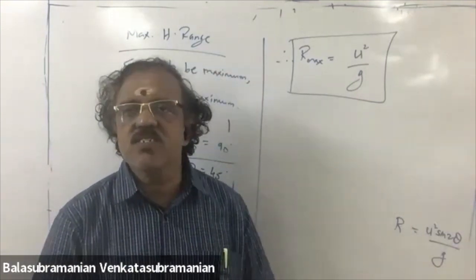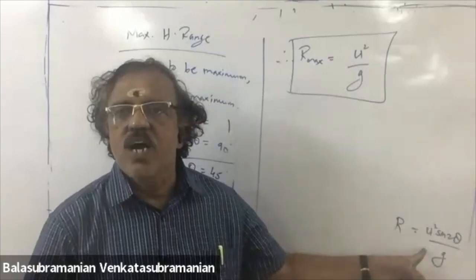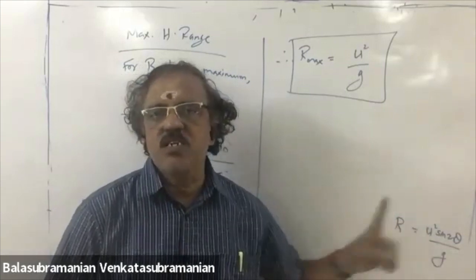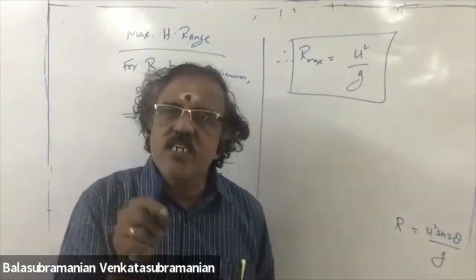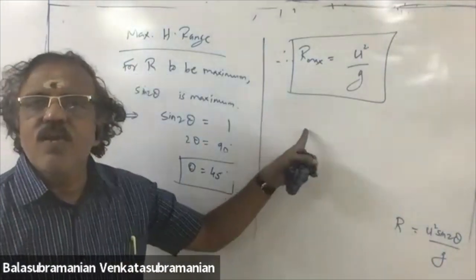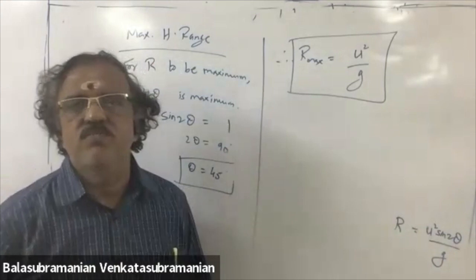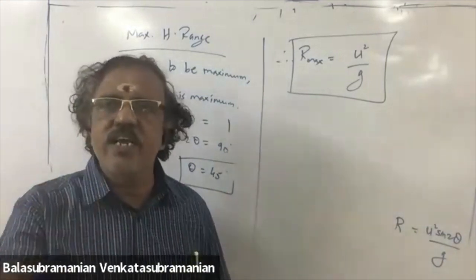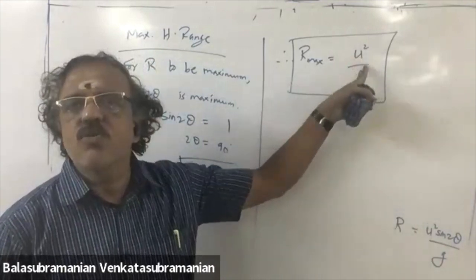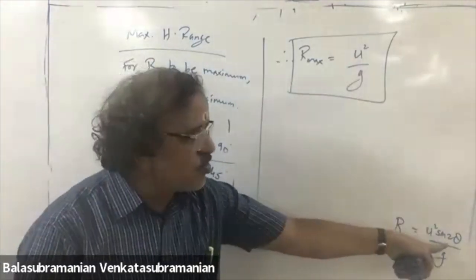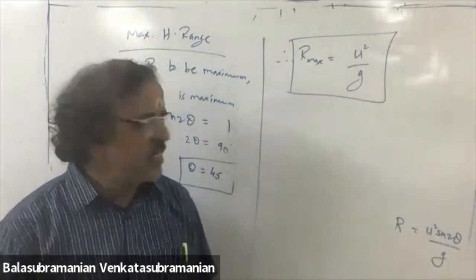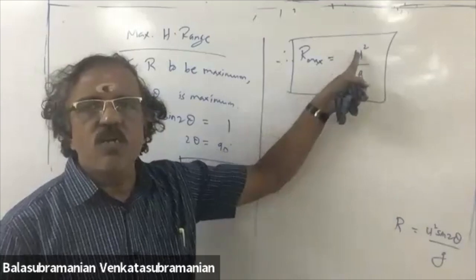And finally, we have discussed horizontal range. R is equal to u square sin 2 theta by g. When you project a body at an angle of 45 degree, then you will get maximum range. Maximum horizontal range you will get. That is R max is equal to u square by g, because sin 2 theta maximum value is 1. So I can write R max is equal to u square by g.